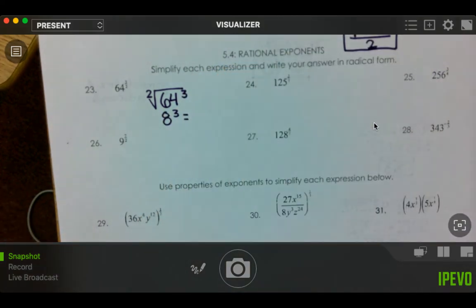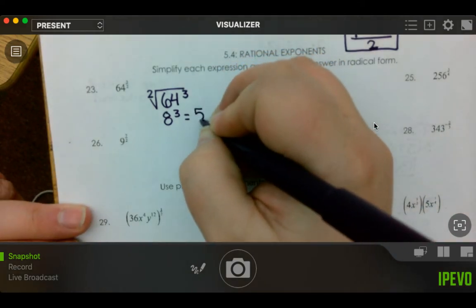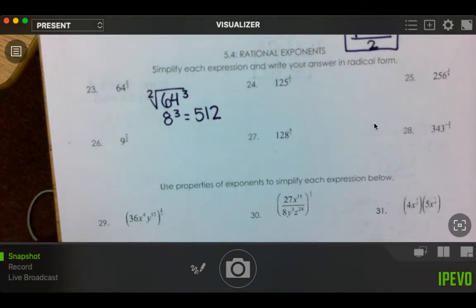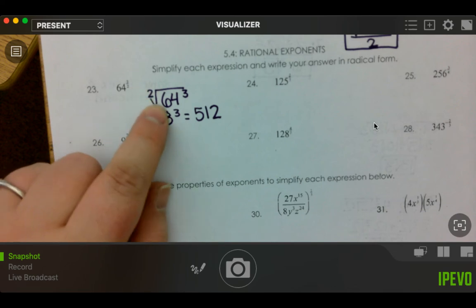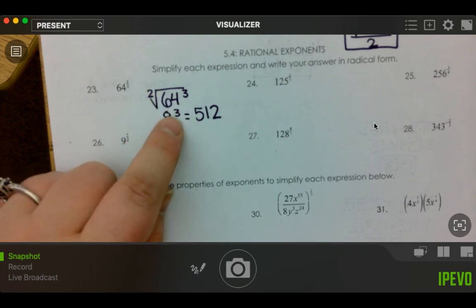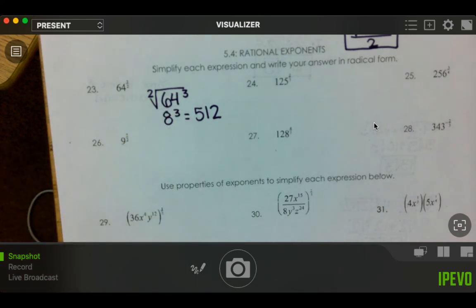And 8 cubed is 512. So what I would recommend is do the root first, that's 8, then do the power of 3. 8 to the third is 512.